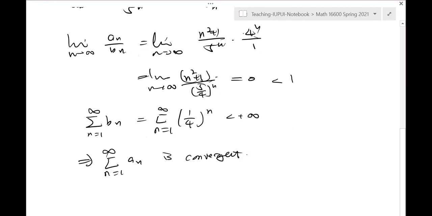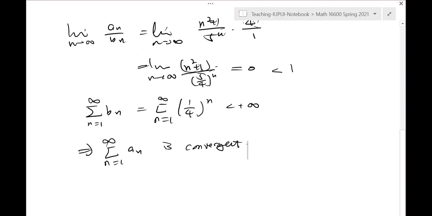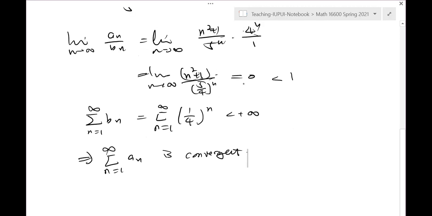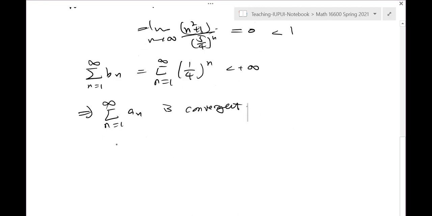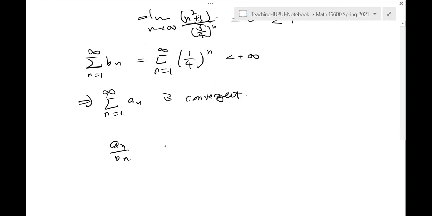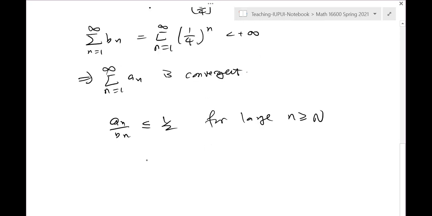The limit comparison test essentially is a comparison test, because if the limit of a_n over b_n is 0, then a_n over b_n is going to be less than or equal to 1/2 for large n, right? We don't know what capital N is. So in other words, a_n is less than or equal to half of b_n, and this is 1/2 times a quarter to the nth power. So that is the magic. That's why you can apply the comparison test.